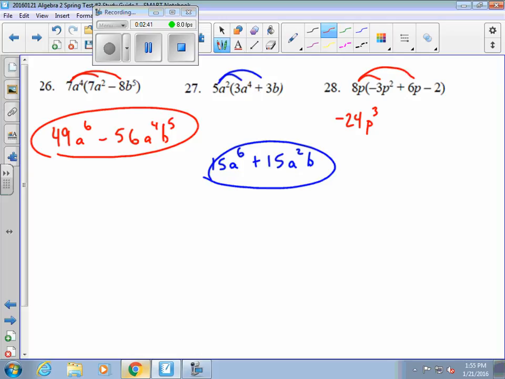Same thing with this one. 8p times 6p is going to be plus 48. 8 times 6. P to the first times p to the first, you add 1 plus 1 to get p squared. And 8p times negative 2 is negative 16p.